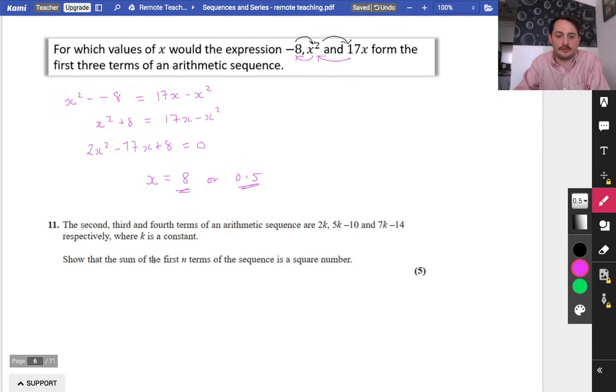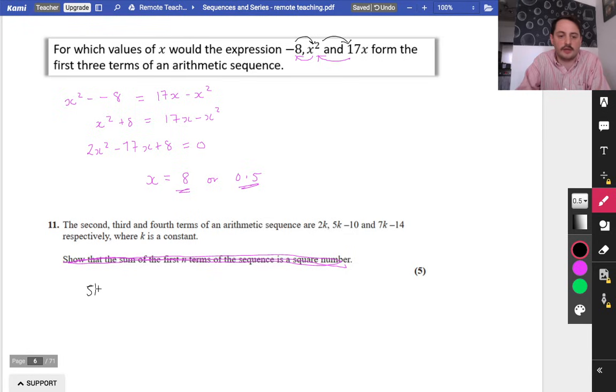We've got this as an exam style question now. It says the second, third, and fourth terms of an arithmetic sequence are 2k, 5k minus 10, and 7k minus 14, where k is a constant. Oh, I don't think I can actually put this one in here, so let's get rid of this. It says show that the sum of the first n terms of the sequence is a square number. We haven't actually done the sum of the first n terms, so let's just leave this bit off for a second. But why don't we instead find out what values of k would make it an arithmetic sequence? So we're going to do slightly different. We're going to do the same thing here. For which value of k would it form an arithmetic sequence?